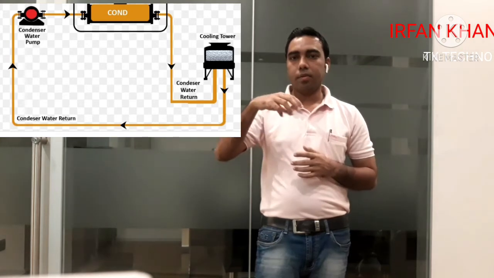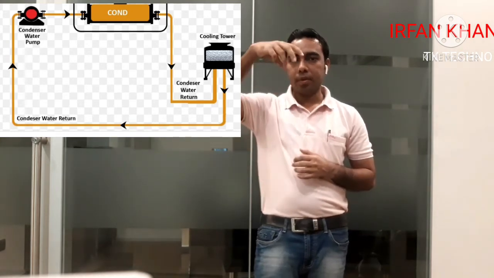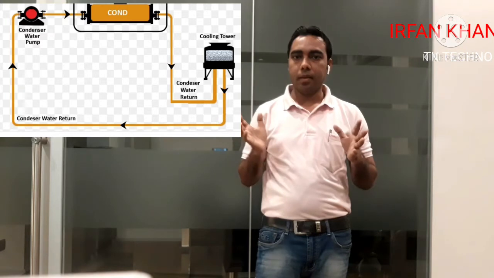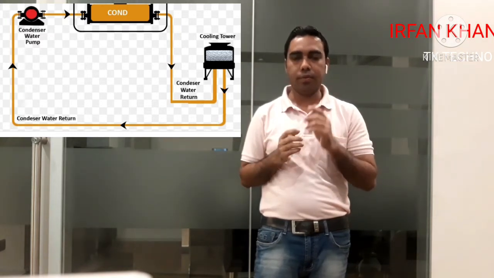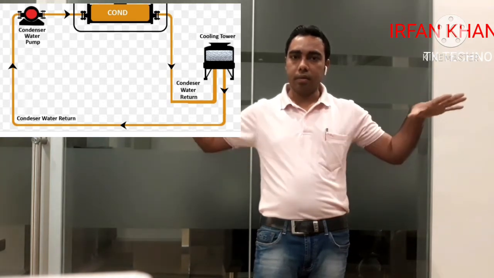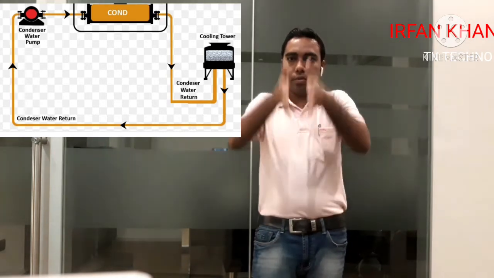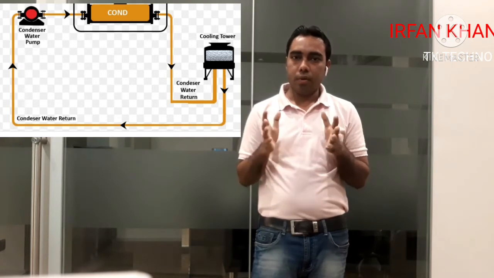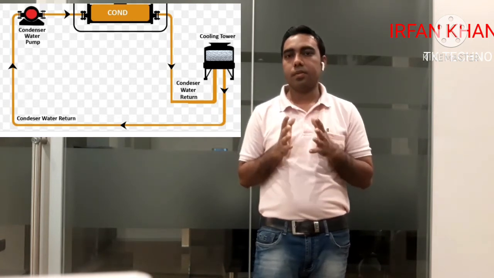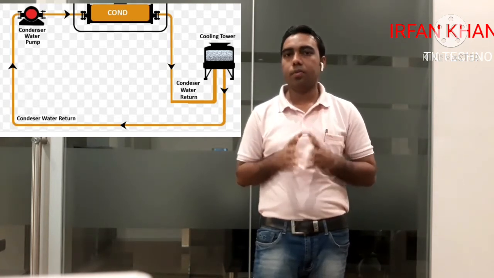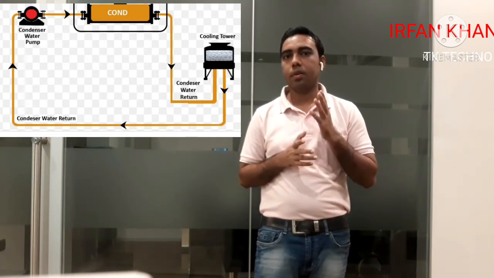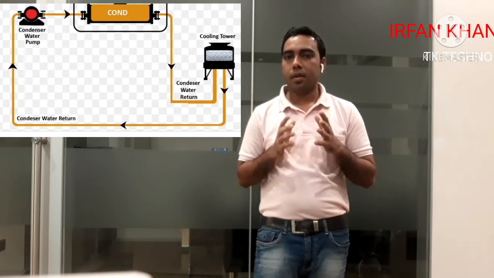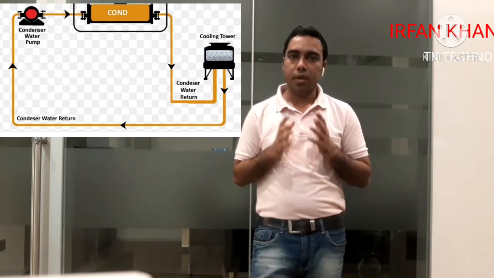Then in cooling tower there is a sprinkler. Sprinkler sprays the water, and in this cooling tower there is blower and there is motor and fan. This fan takes air from the side and it goes up, and this water contacts with the air, then this hot water gets into cold water. After this, this cold water again goes to condenser by condenser water pump. Now the condenser water cycle is complete.